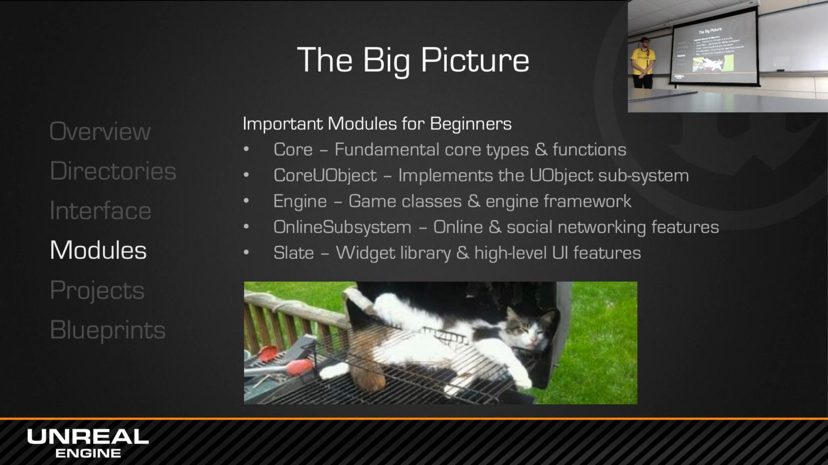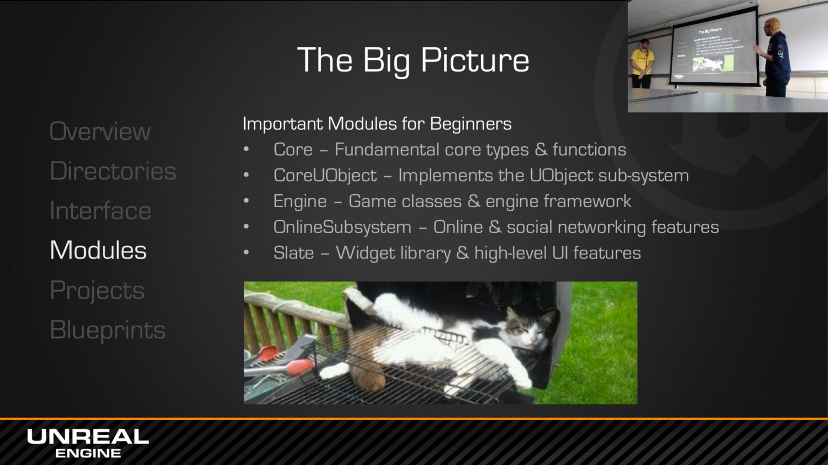So these are probably the most important modules for you to use as a beginner. The core is like fundamental types, functions, and stuff like that, like basic math. The UObject system is like, you spawn a cube in your map that uses the UObject system, which has different programs and modules that you can use from it, like different functions.